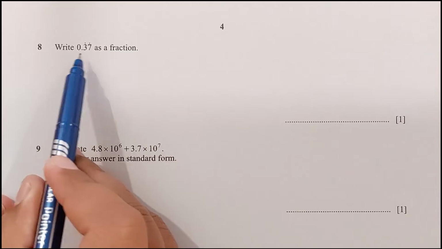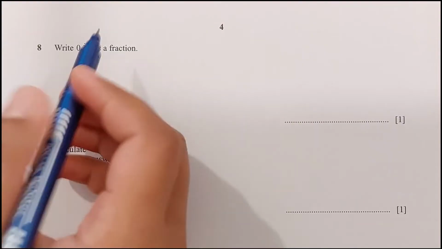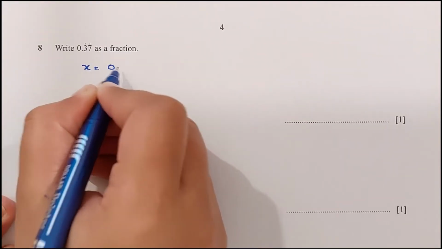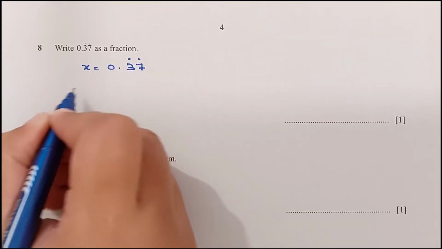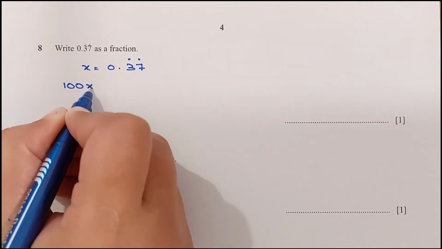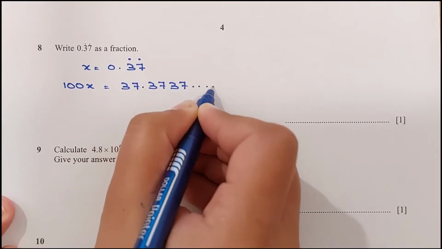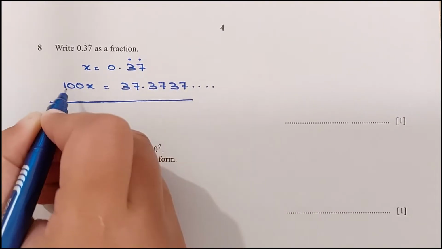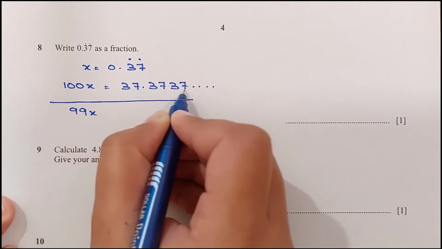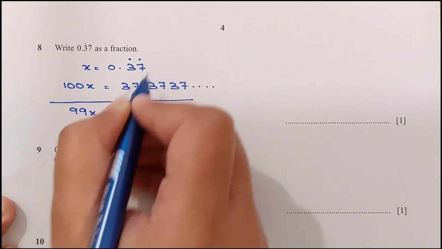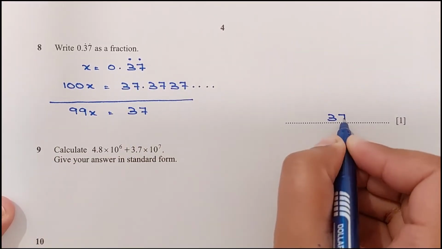Question number 8. Write 0.37 as a fraction. So 3 and 7, there are 2 digits repeating. So if I say that x is 0.37 repeating, since there are 2 repeating digits, we have to multiply it by 100. 100 has 2 zeros. So this is 37.3737 and so on. So if I subtract it, 100x minus x is 99x, and 37.3737 subtract 0.3737, we can cancel the digits after the decimal, that is just 37. So x is 37 over 99.